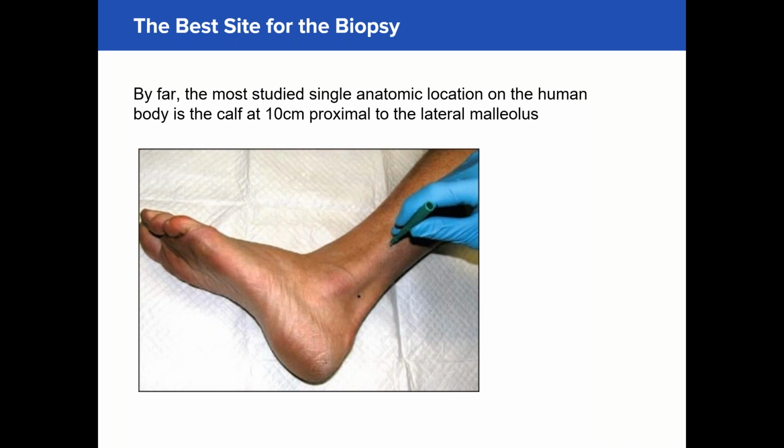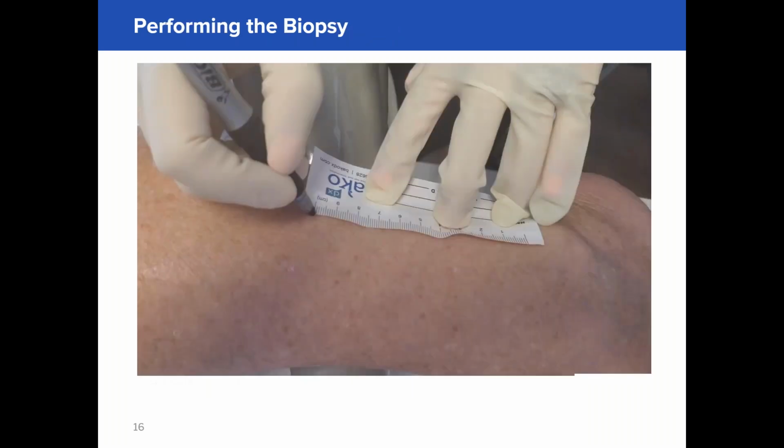The best site to perform the biopsy, by far the most studied one, is about 10 centimeters above the lateral malleolus. So you want to identify the lateral malleolus, measure 10 centimeters proximal to the lateral malleolus, and that's the site that you will mark to perform your punch biopsy. Here's a quick video of how I do it at the office.